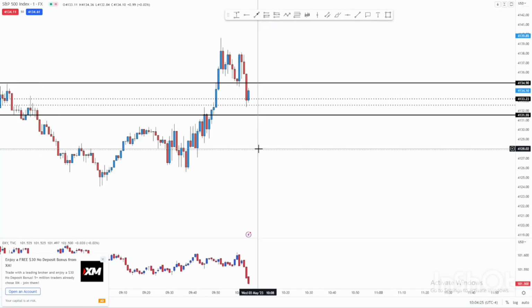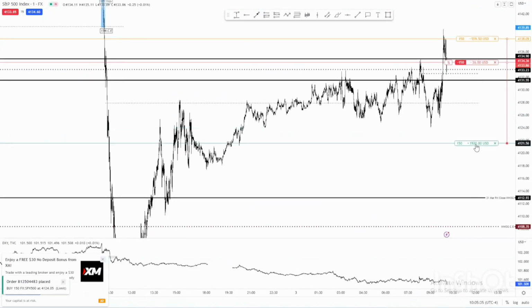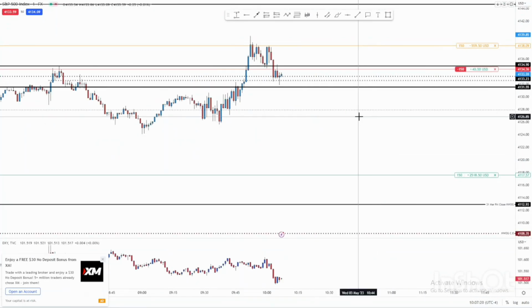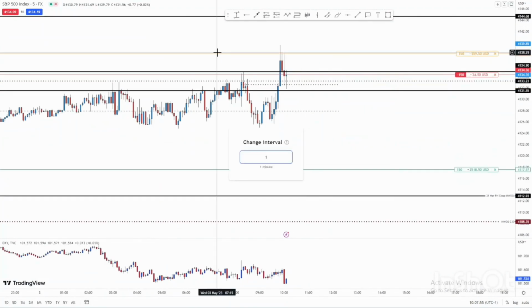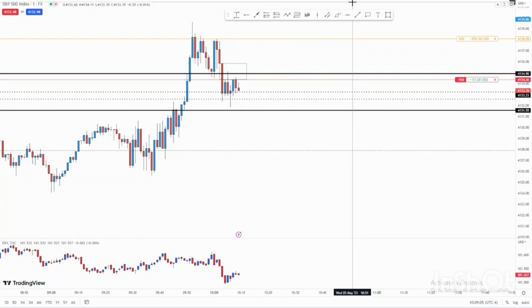Right there, that candle that closes after that, there's a little gap on top. That's the fair value gap. I'll be highlighting it now with a box, a rectangle. The gap that I just entered on, that's the fair value gap that I just entered on.